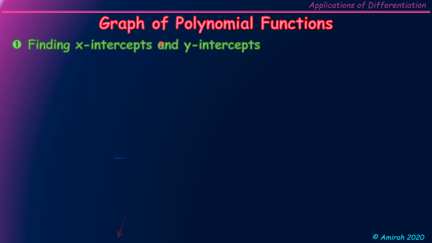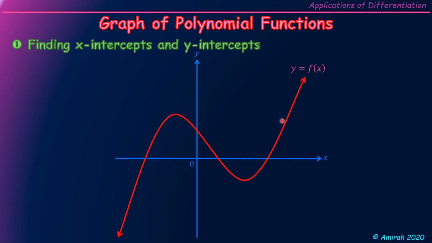To sketch a graph of polynomial function for degree 3 and 4, let's start by finding the x and y intercepts. Now we consider this graph. These are x-intercepts. X-intercepts happen when y equals 0. All x-intercepts must be on the x-axis.